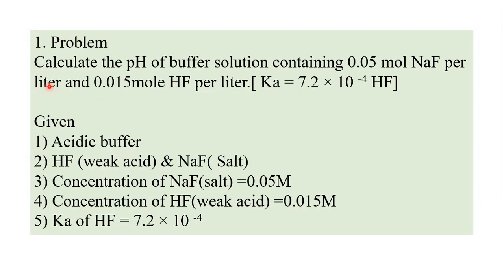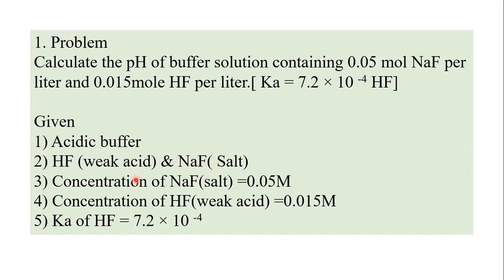Now see here the problem. Calculate pH of buffer solution containing 0.05 mole sodium fluoride per liter and 0.015 mole HF per liter. Ka is equal to 7.2 into 10 raised to minus 4. So this example shows that it is an acidic buffer, as HF is a weak acid and sodium fluoride is a salt of strong base and weak acid.